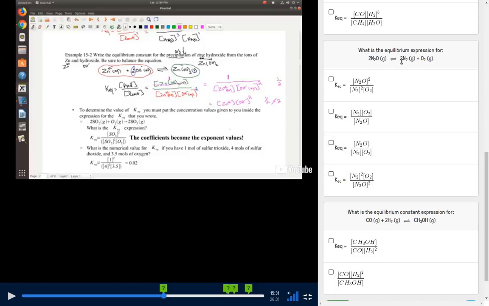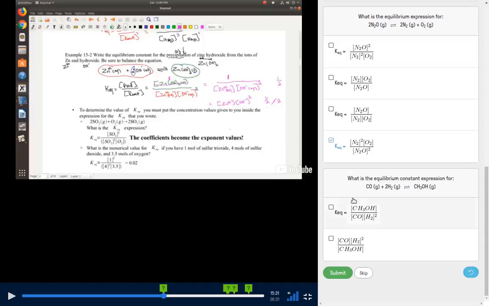Well, this one has the 2 coefficient, and so that needs to be an exponent. There's no exponent on this one. This one has the exponent of a 2. This one also, the N2O2, has the 2 coefficient that has become the exponent. So this has to be the correct answer because this one forgot all of the exponents that come from the coefficients inside the reaction. Products over reactants.